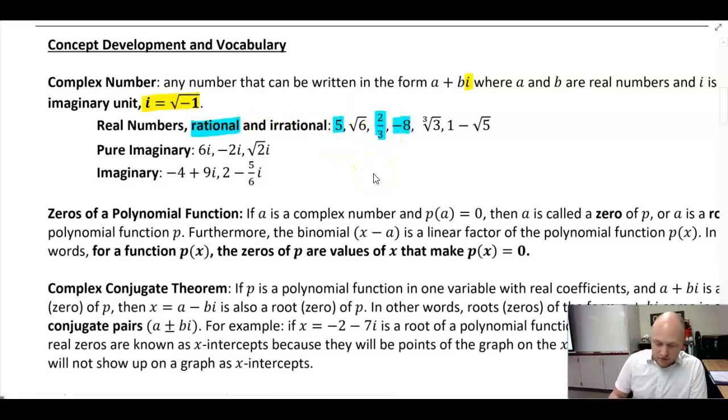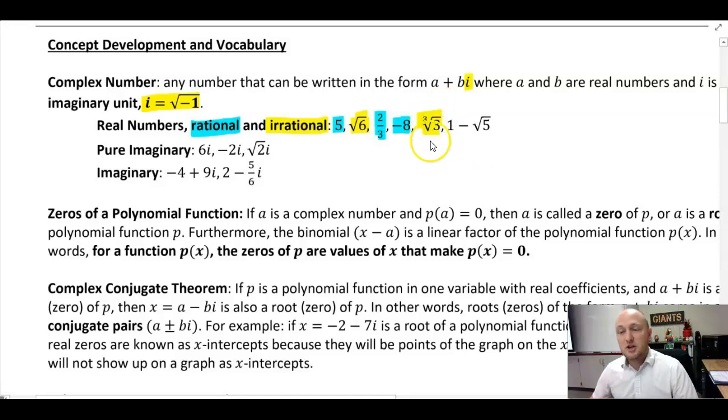And then irrational numbers are numbers that are non-terminating. We have the square root of 6, you can have the cube root of 3, and then here we have 1 minus the square root of 5. So these are all irrational numbers.